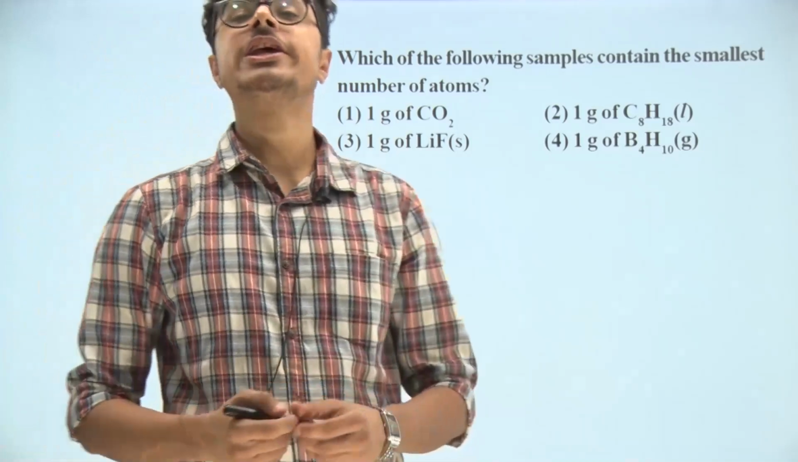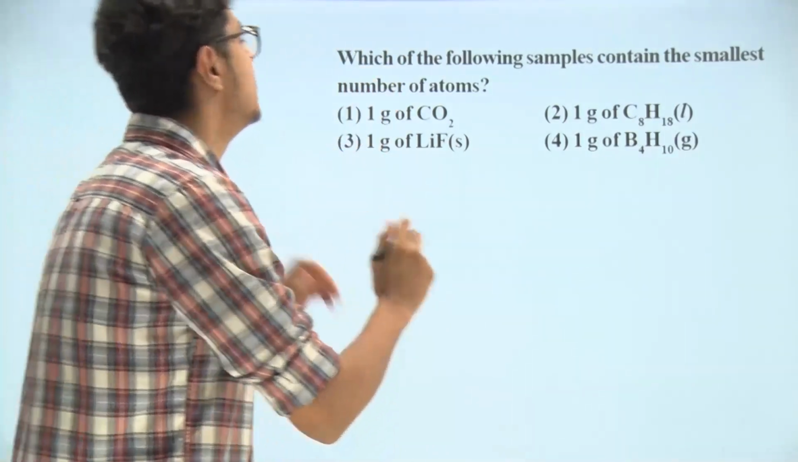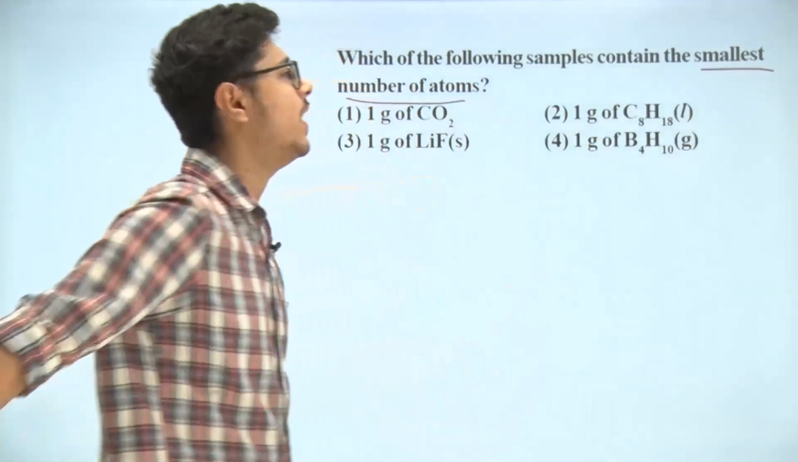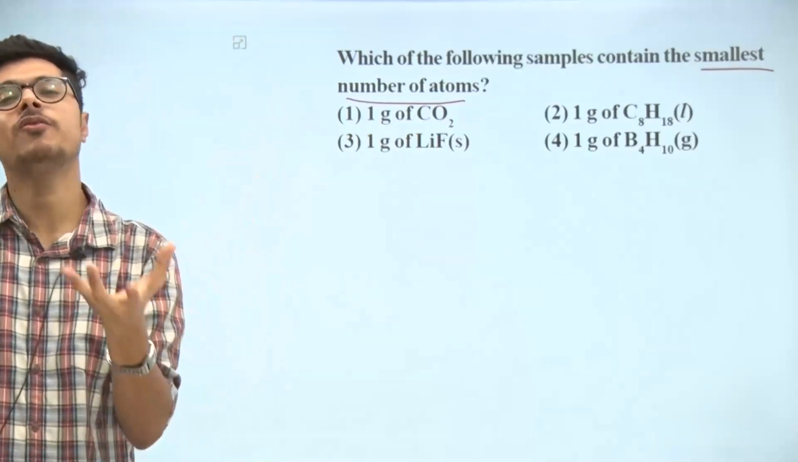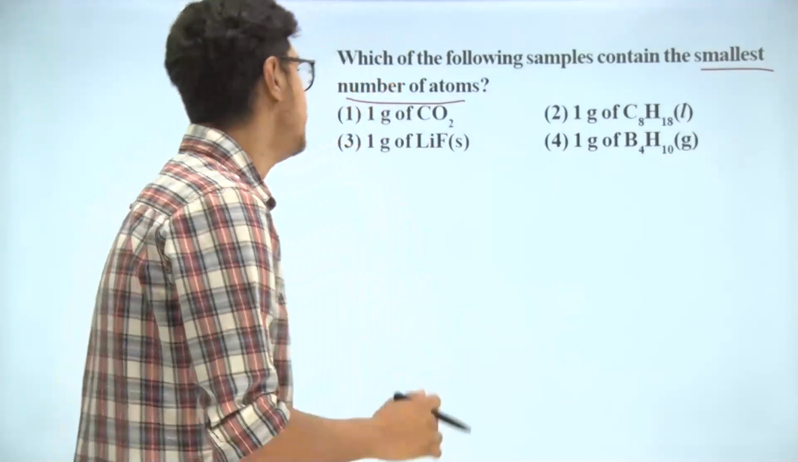Okay students, coming to the next question. Our next question is, which of the following samples contains the smallest number of atoms? Okay, smallest number of atoms. Okay, so if the number of moles is less, then the number of atoms will be less.